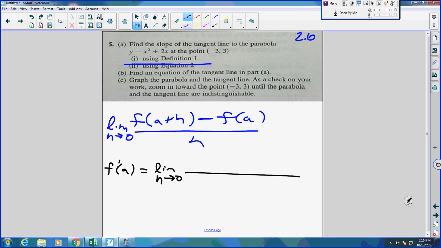When I plug it in, I get a plus h squared plus 2 times a plus h minus, and I'll put parentheses around my f of a so I make sure I distribute the negative, one of the common errors, right, over h.